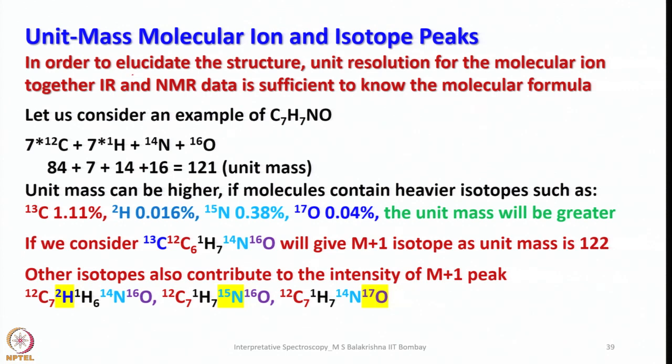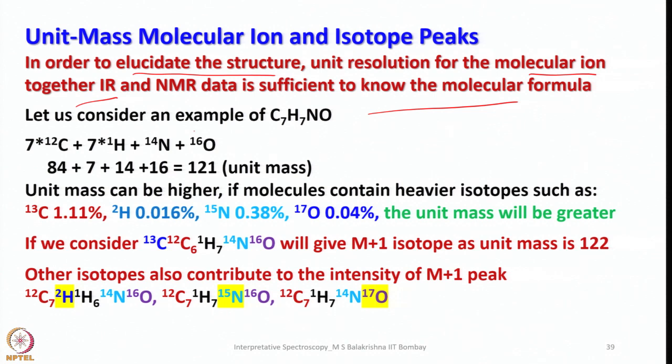In order to elucidate the structure, unit resolution for the molecular ion, together with IR and NMR data, is sufficient to know the molecular formula. Although we get vital information about molecular weight and the fragments through ionization, it's always advisable to take some more information from spectroscopic methods such as NMR as well as IR, and if needed from UV-visible spectroscopy as well.